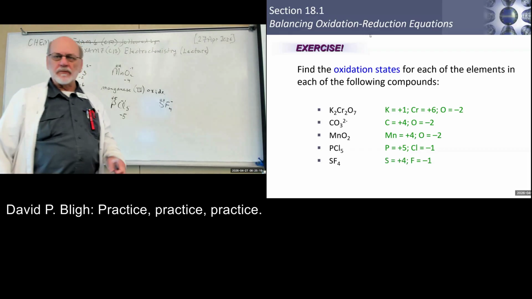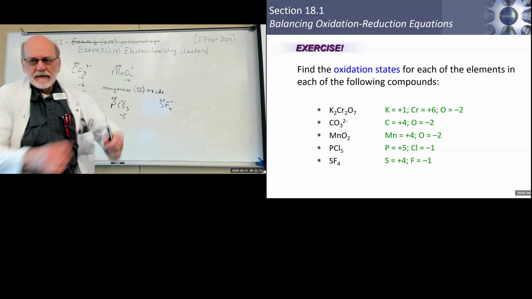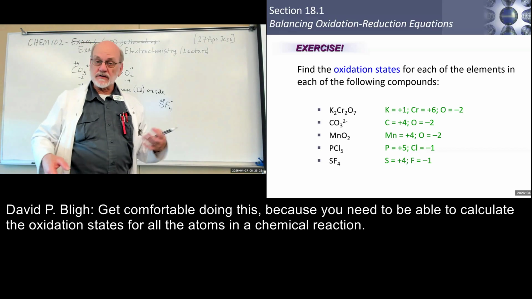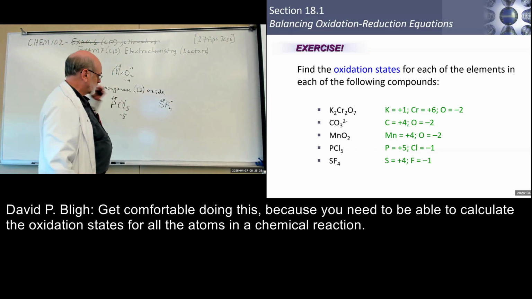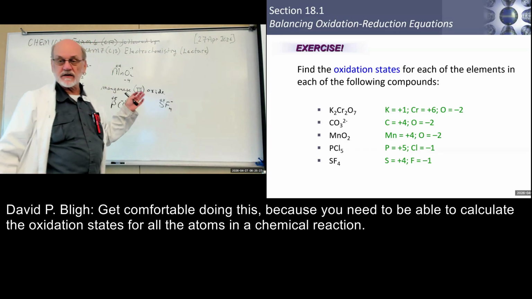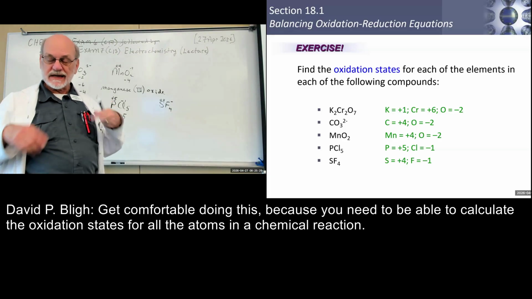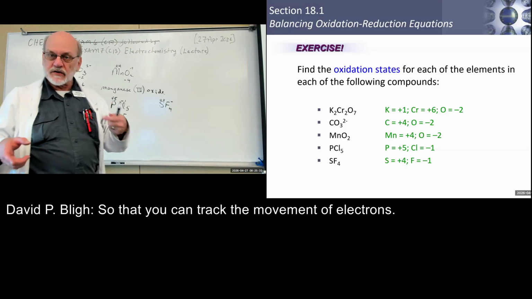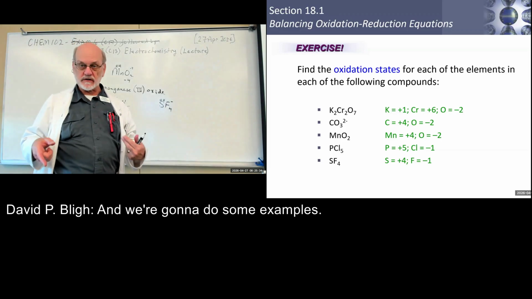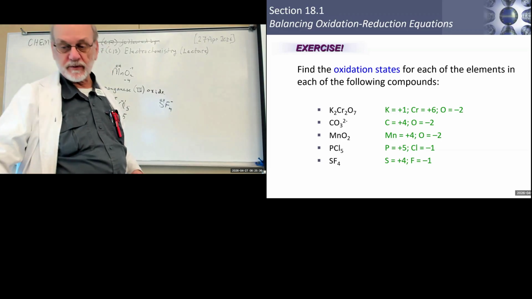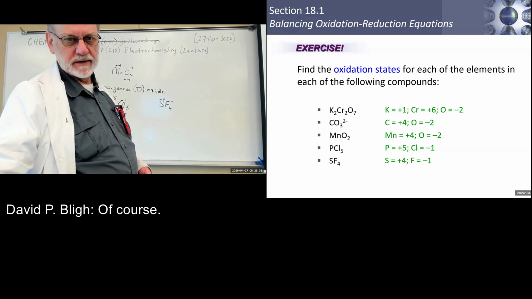Okay, practice, practice, practice. Get comfortable doing this because you need to be able to calculate the oxidation states for all the atoms in a chemical reaction so that you can track the movement of electrons. And we're going to do some examples, of course.